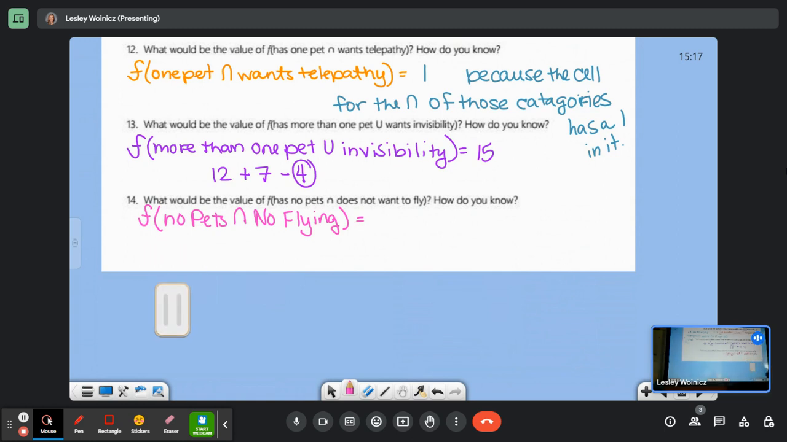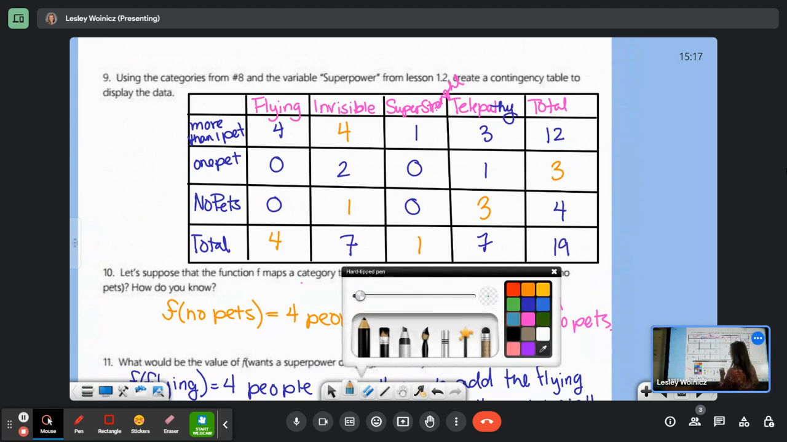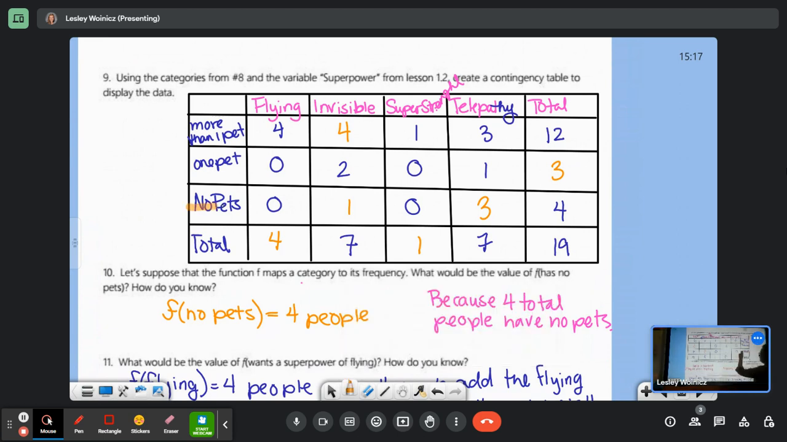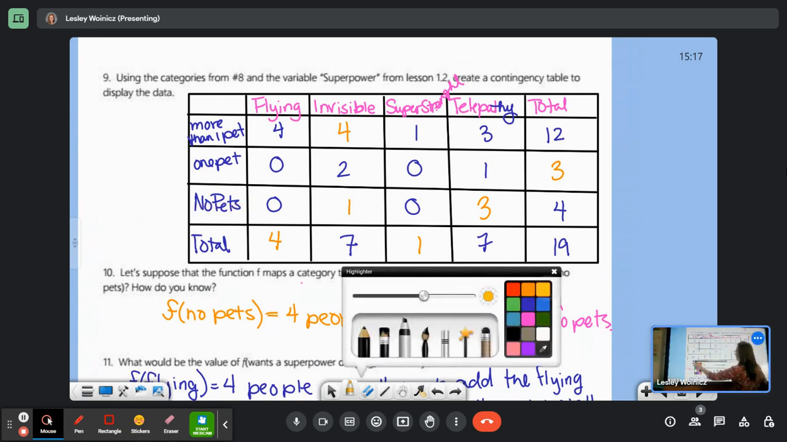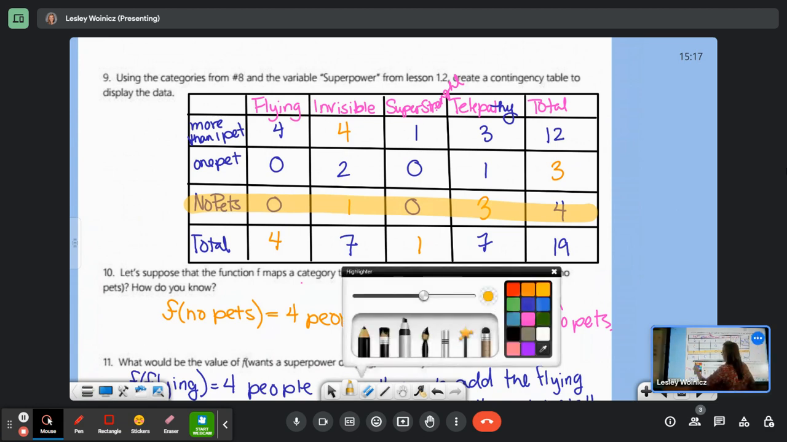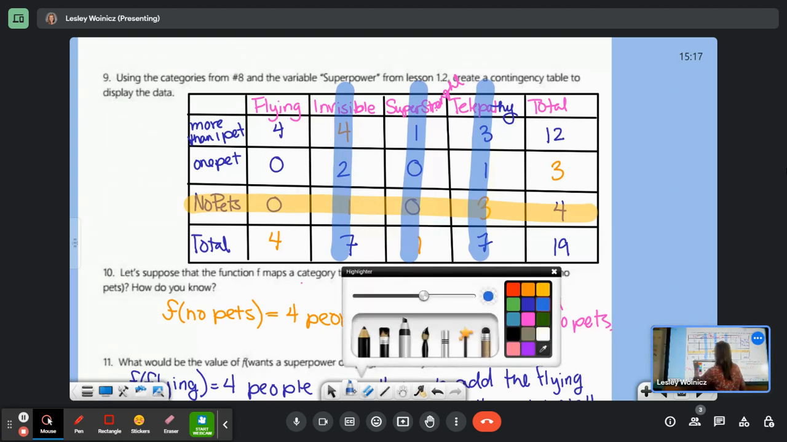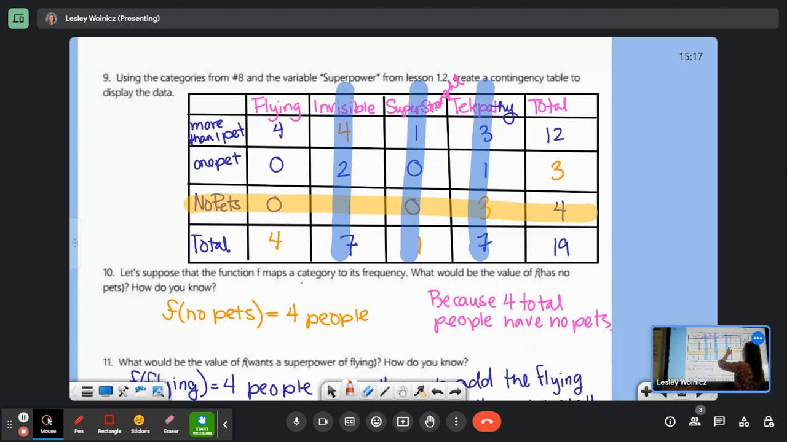Wait a minute, I'm just having a brain fart. We're not doing union. Okay, let's look at the diagram. So we want no pets intersecting with no flying. Let's just pick out which cells that is. So no pets, I'm going to highlight. Then they didn't pick flying. So that's all of these people. The intersection of those criteria is this right here. Does everybody see where that intersection is?